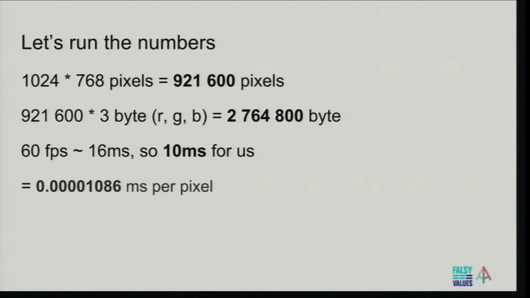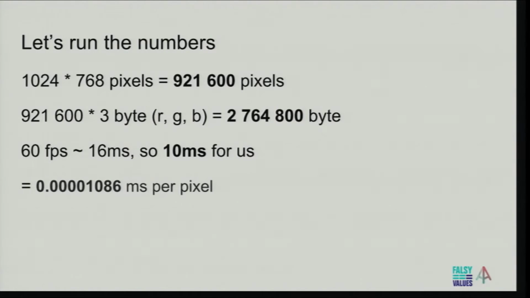So 3 bytes, that's 2,764,800 bytes. And we remember it has to transfer this from the GPU to the CPU, then run for each of these something, and then put it back. So that's a lot of to and from. And if we want to run with 60 frames per second, we have 16 milliseconds per frame approximately. And the problem with that is that the browser also has to do some stuff. So effectively, we get around 10 milliseconds per frame. So now we have to do our operations in 0.0000186 milliseconds per pixel. That's not a lot of time.